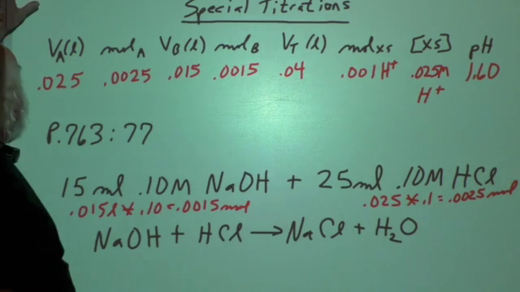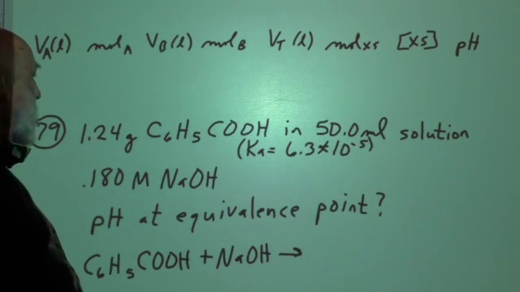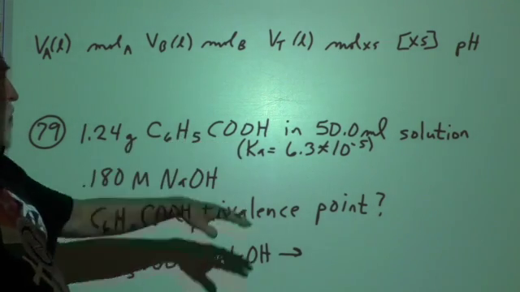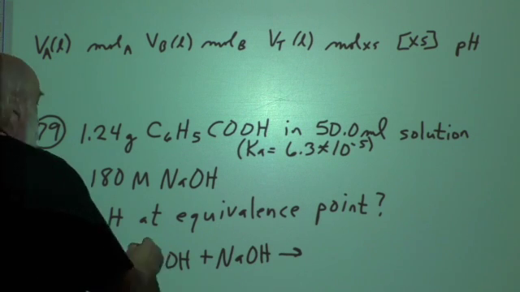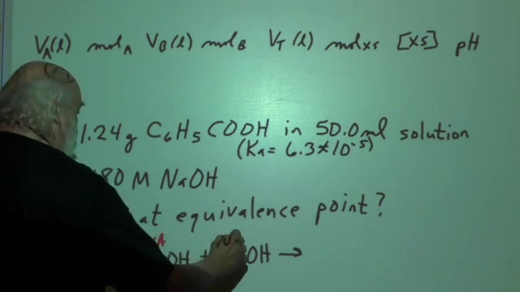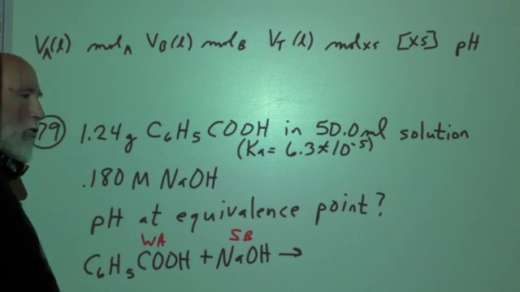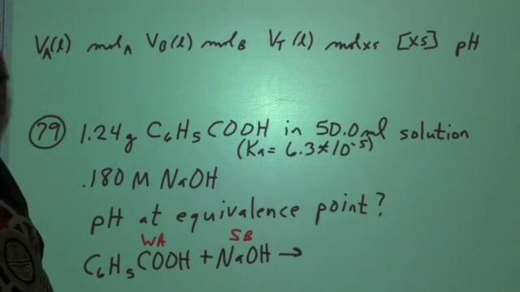Alright, let's move on to the next problem, number 79. Now we have a weak acid. So we have a weak acid here and a strong base here. We have no choice but to accept this as a weak acid strong base titration.